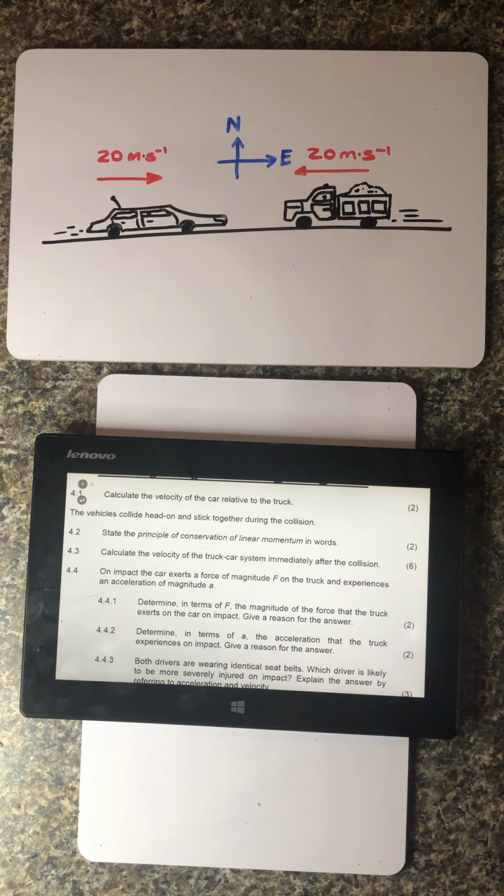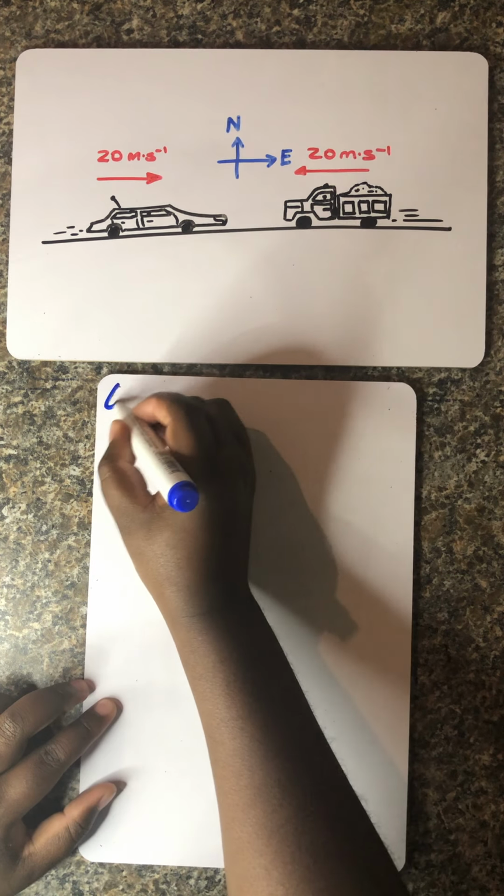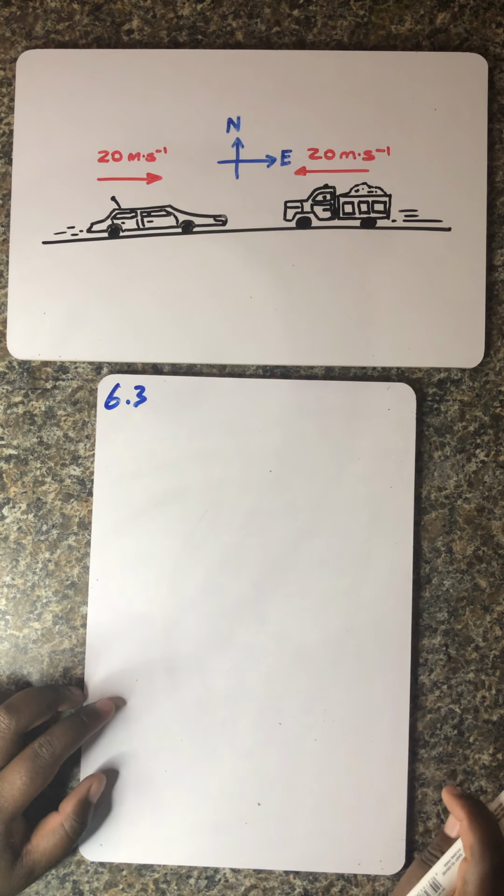So ladies and gentlemen, let's now move to question 4.3. Calculate the velocity of the truck car system immediately after the collision, and this question is allocated 6 marks. Ladies and gentlemen, it's a lot of marks, but a lot of easy marks. Okay, so we are now on question 4.3. What does the question want you to calculate? They want you to calculate the velocity.